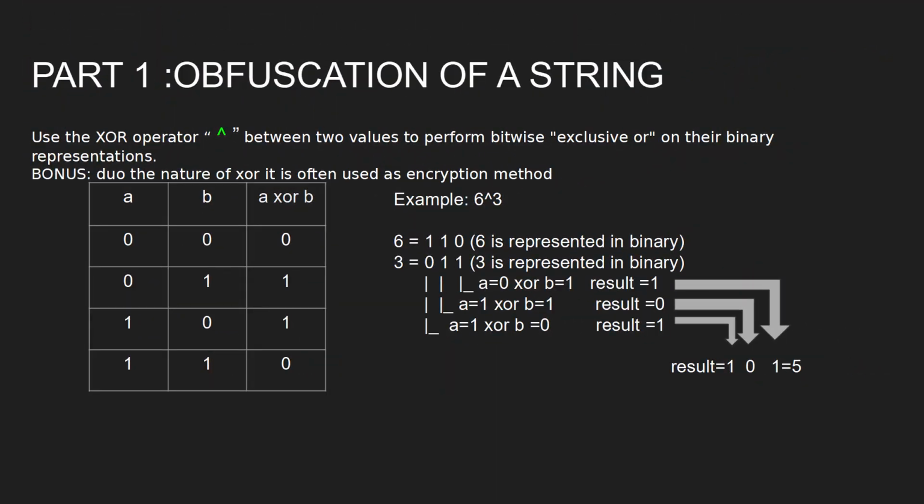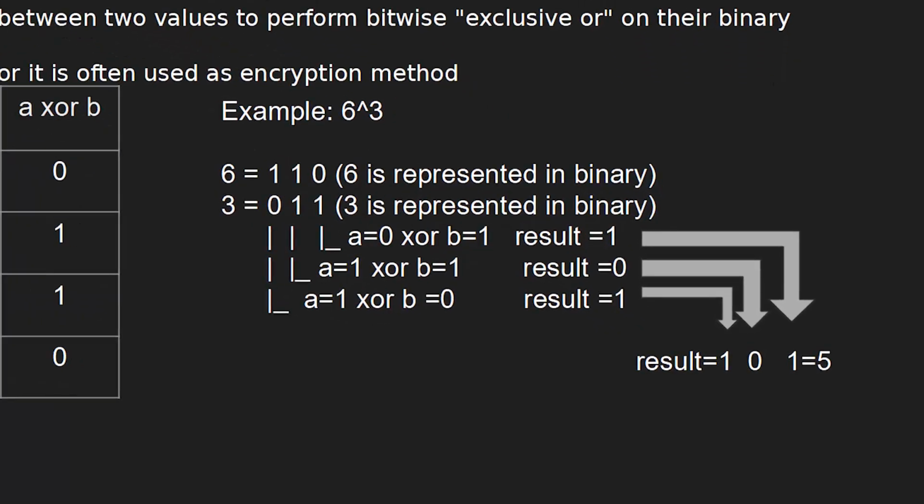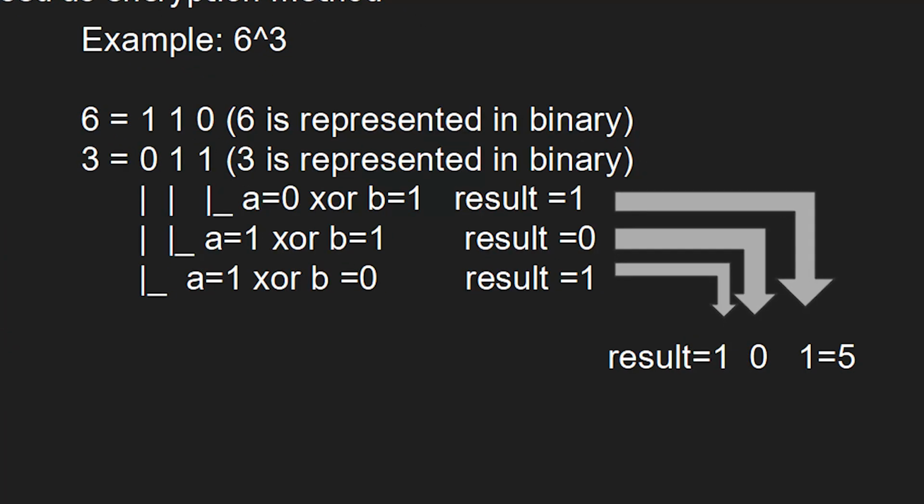Here is an example of 6 XOR 3. We have 6, represented here in binary, and 3, represented in binary. So how does it work? We take the first numbers, 0 and 1, and we do XOR. So 0 and 1, the result is true. We put it here in first place.